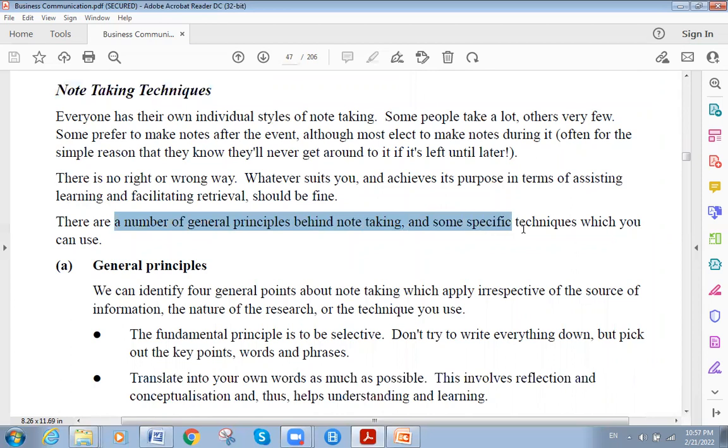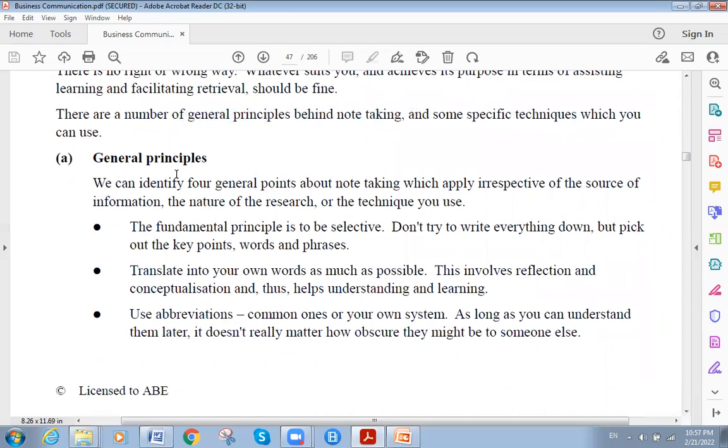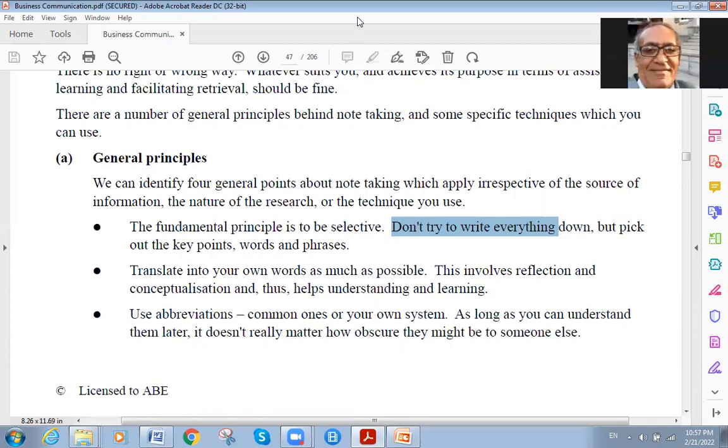There are a number of principles and techniques which you can use. General principles: be selective. Don't try to write everything down. You have to be selective. It means you write some points which are very important, because you won't be able to write everything, but at least you will write the things which are very important for you.